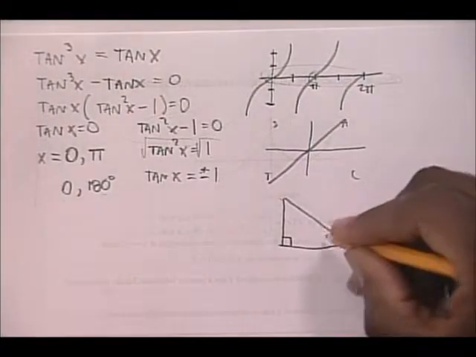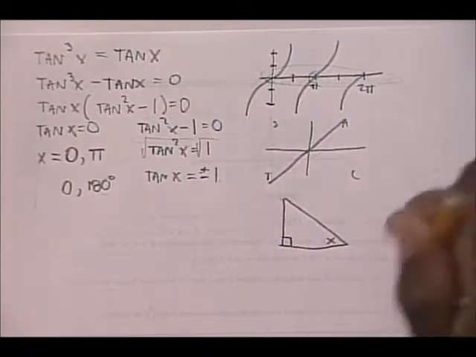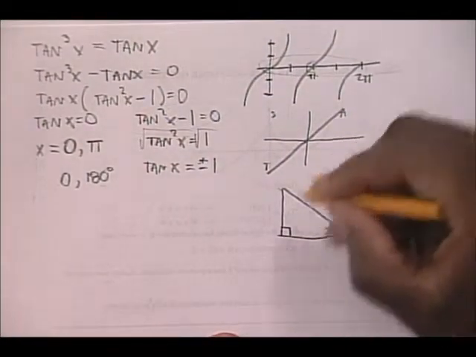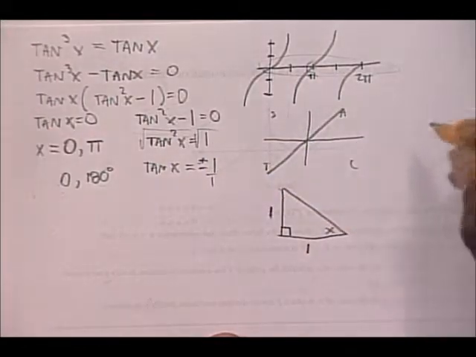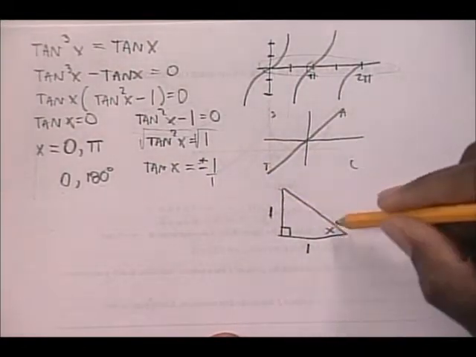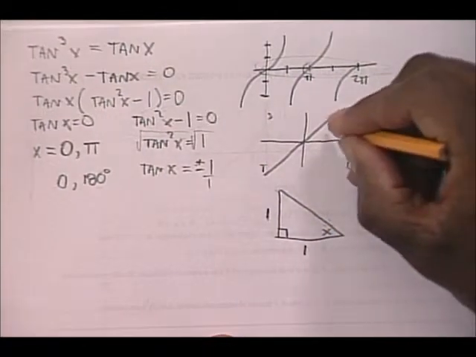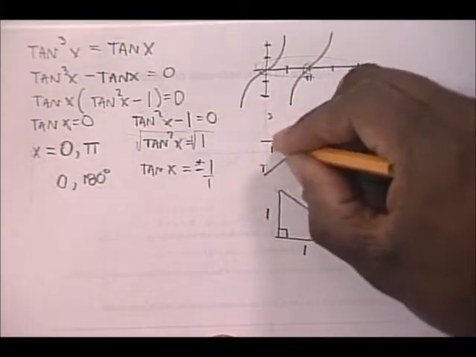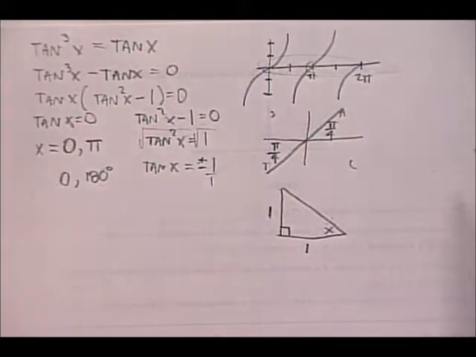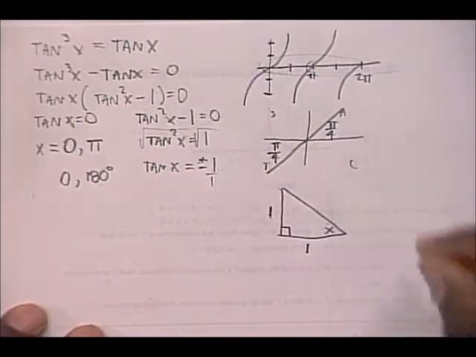So you establish some value x, and the tangent by definition is the opposite over adjacent. This is 1 over 1, so the opposite is 1, the adjacent is 1, and I'd expect my students to know that this produces a 45-degree angle. So the reference angle is 45 degrees, or another way to say 45 degrees is pi over 4 radians. So your answers are going to be pi over 4.